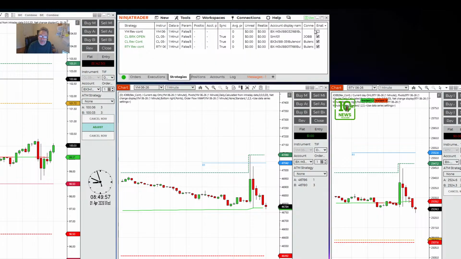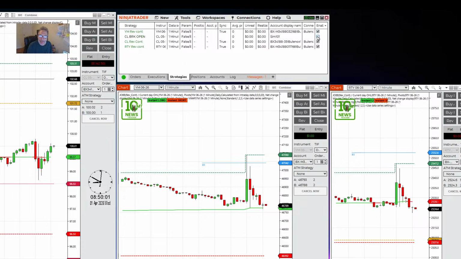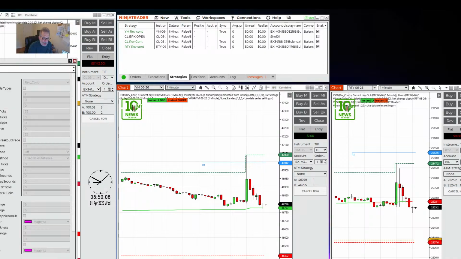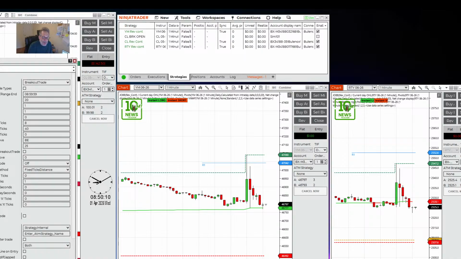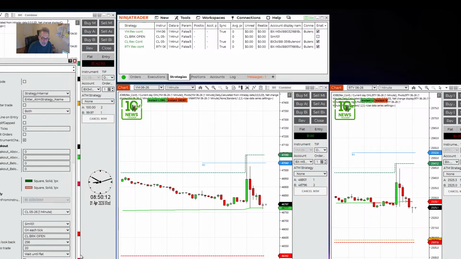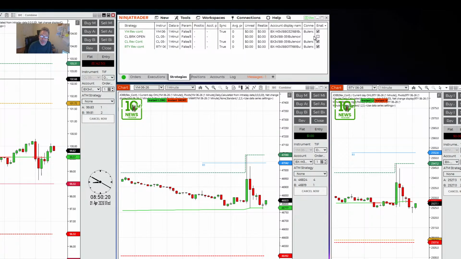So our YM reverse continue is ready to go. Our oil breakout needs to be put on the right account. It was on SIM. So I'm going to go back to our oil open, highlight the breakout, and just put the software back on the account we were trading it on, which is number 35. I'll apply it and OK it. Nothing else needs to be changed.